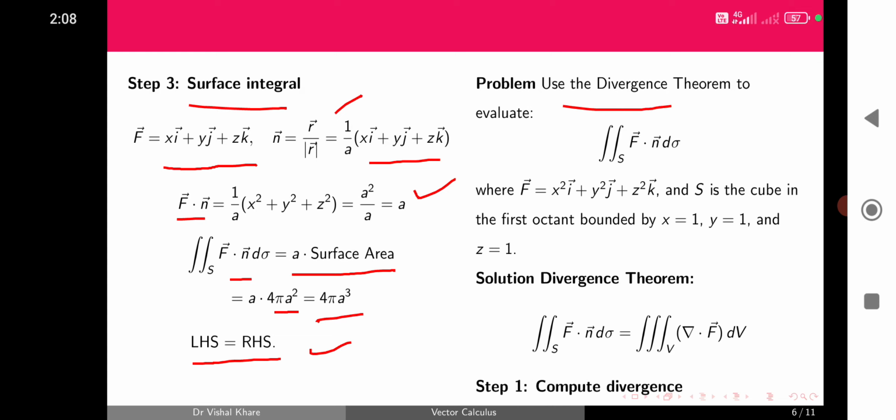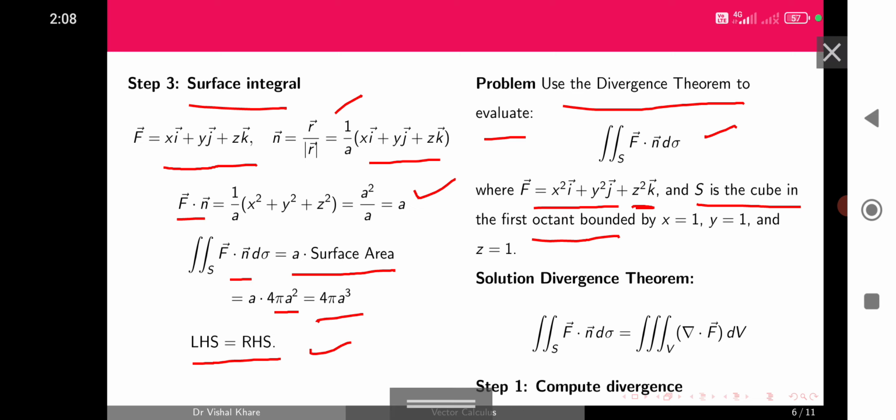Use the divergence theorem to evaluate this surface integral F dot n vector, where F is equal to x² i plus y² j plus z² k, and S is the cube in the first octant bounded by x equal to 1, y equal to 1, and z equal to 1.